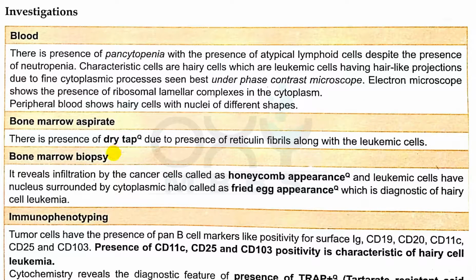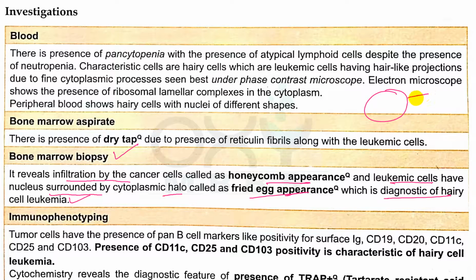If we take a bone marrow biopsy, then it reveals the infiltration by the cancer cells called the honeycomb appearance, and the leukemic cells have a nucleus surrounded by the cytoplasmic halo, and that is called fried egg appearance, which is the diagnostic of hairy cell leukemia.